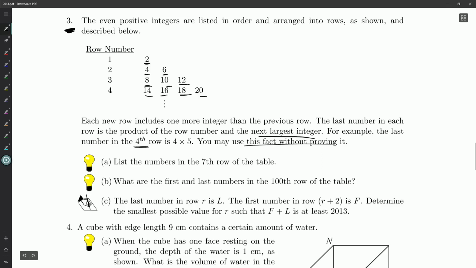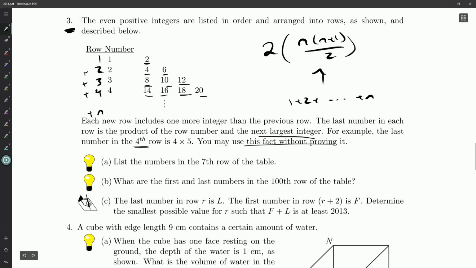Incidentally, since we're counting by 2s, the last number will be 2 times (1 plus 2 plus 3 plus 4). There's a quick way to add up the first n numbers, and that's n times n plus 1, all over 2. That's 1 plus 2 plus all the way up to n. Since we're counting even numbers, we multiply by 2, so you get n times n plus 1. So row n should have the last number be n times n plus 1. Okay? So we can prove it.